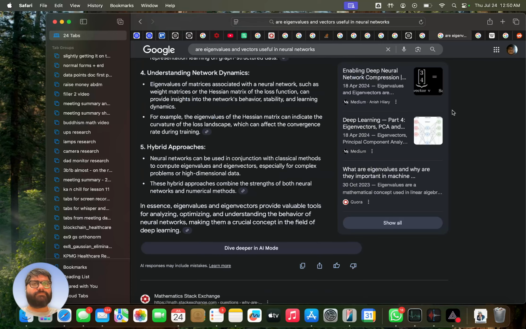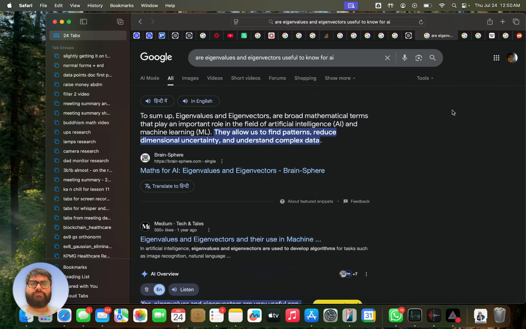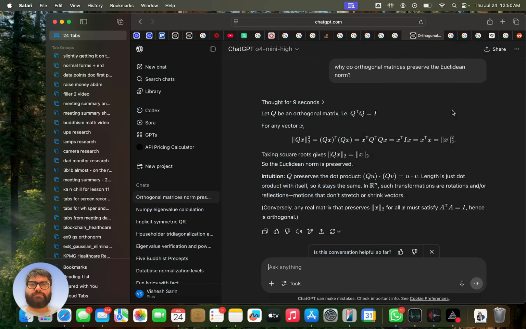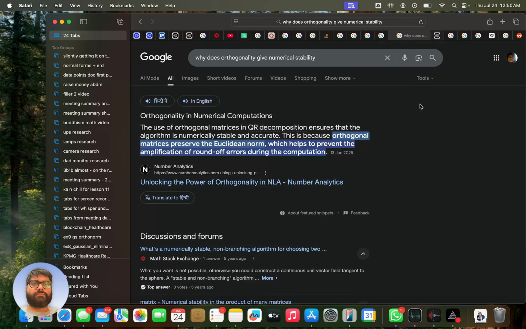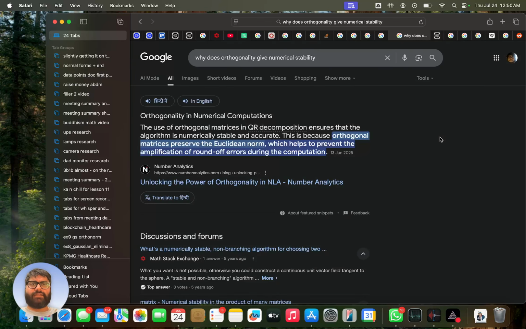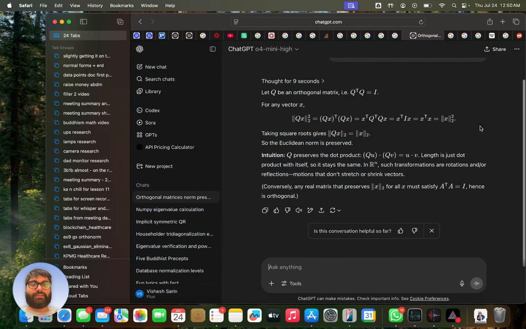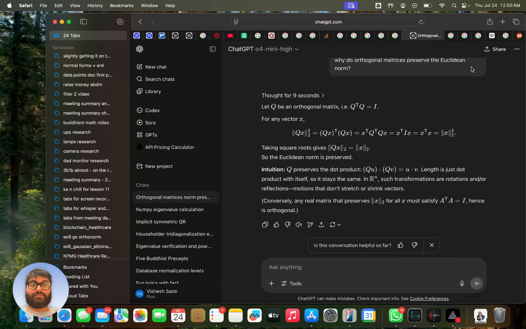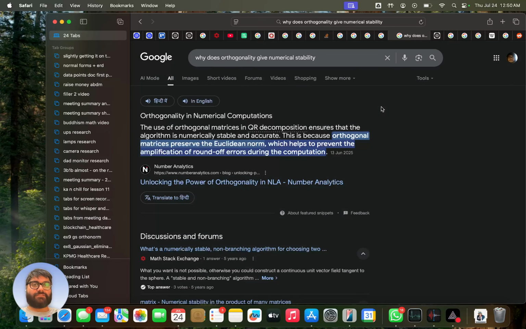Is that really why? Oh no. No, this is a whole other question as to why they preserve the Euclidean norm, because that's part of why it gets numerical stability, right? That is actually the thing I landed on, and this is where I stopped last. I need to try and understand this. I was trying to understand why orthogonal matrices preserve the Euclidean norm.